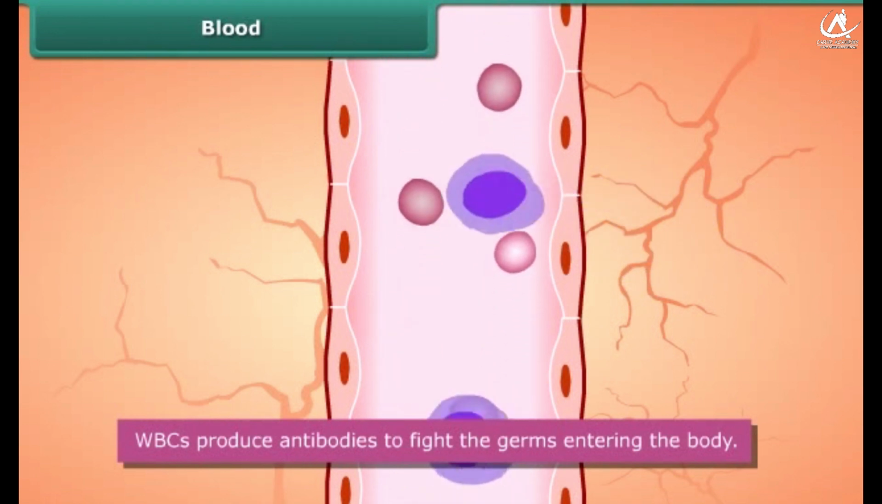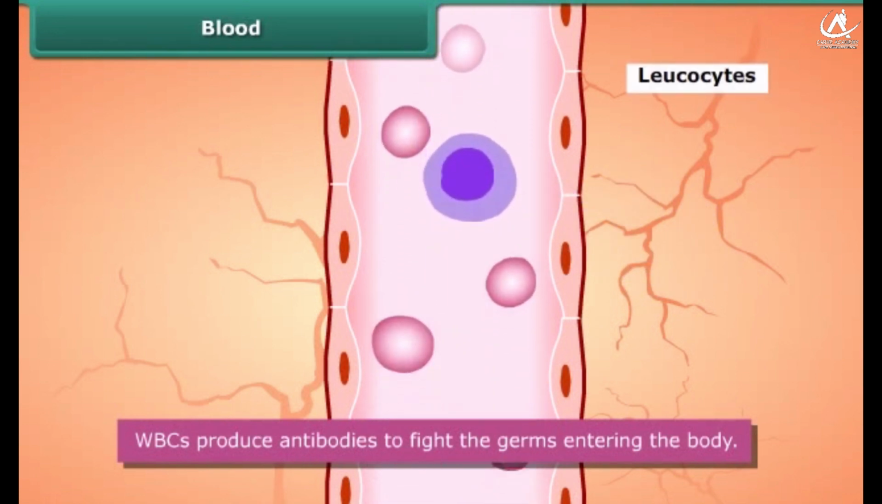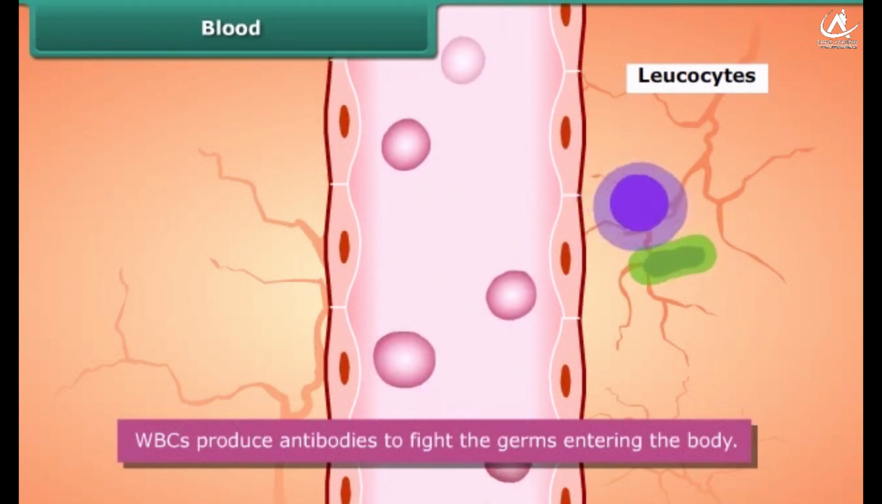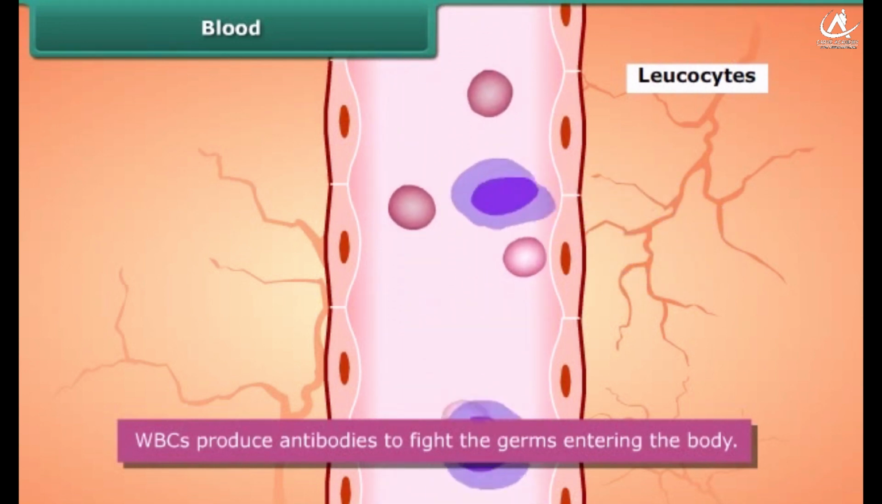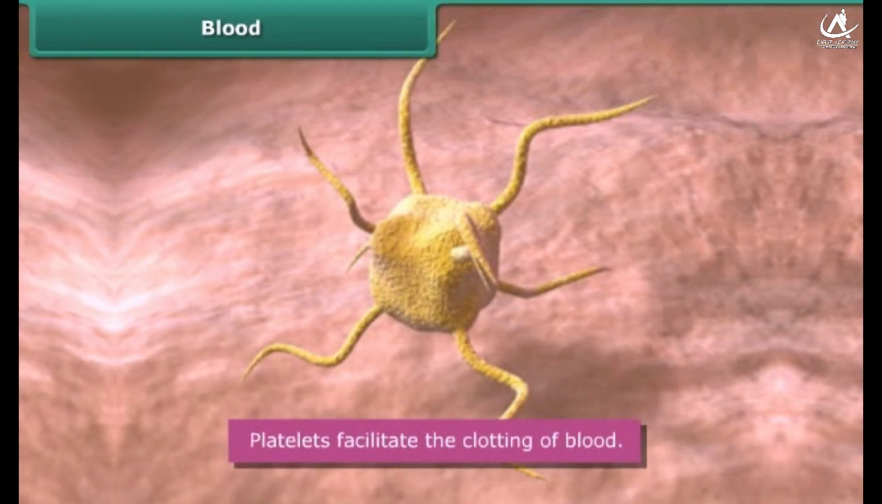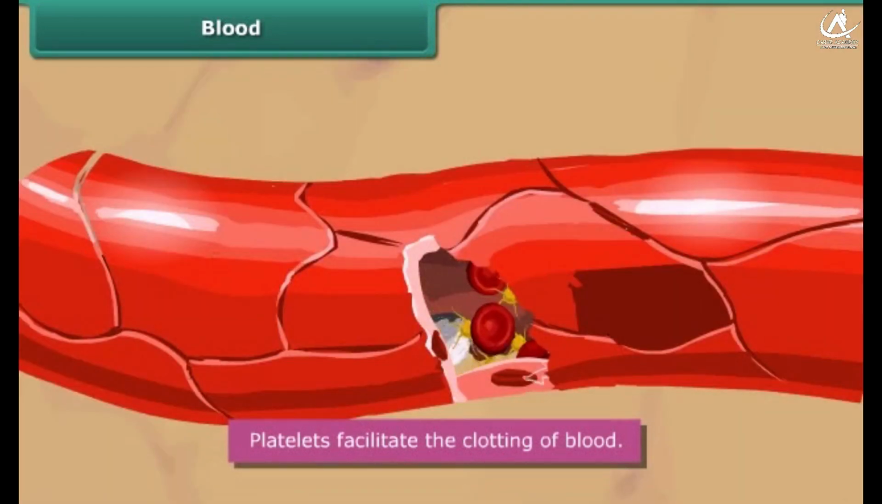WBCs are also known as leukocytes. They come in many different shapes. They produce antibodies to fight the germs entering the body. Platelets. Platelets are also known as thrombocytes. They are oval in shape. They facilitate the clotting of blood.